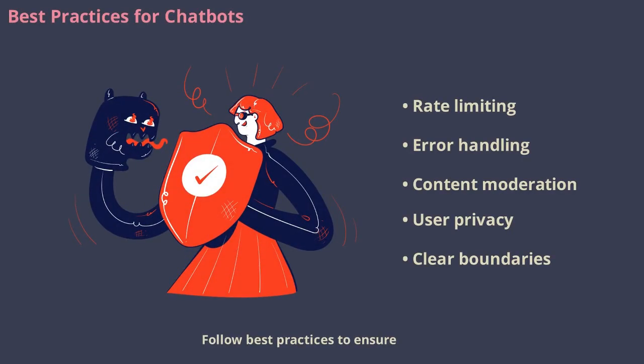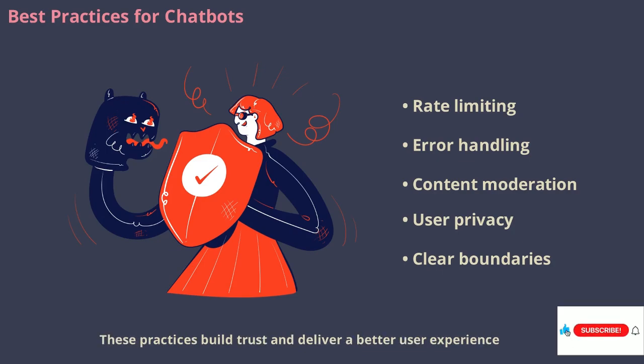Follow best practices to ensure your chatbot is reliable and user-friendly. Implement rate limiting to avoid API overload, handle errors gracefully, and moderate content to filter inappropriate messages. Protect user privacy by not storing sensitive information, and set clear boundaries about your chatbot's capabilities. These practices build trust and deliver a better user experience.